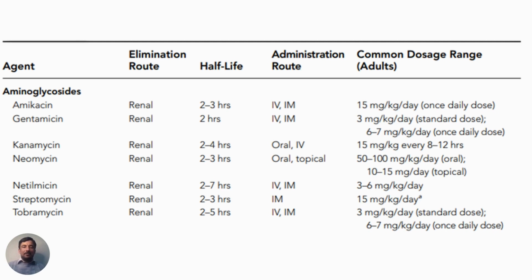Okay, and for tobramycin, the elimination route is renal, the half-life is 2 to 5 hours, the administration route is IV or IM, and the dose range is 3 milligram per kg per day. Okay.